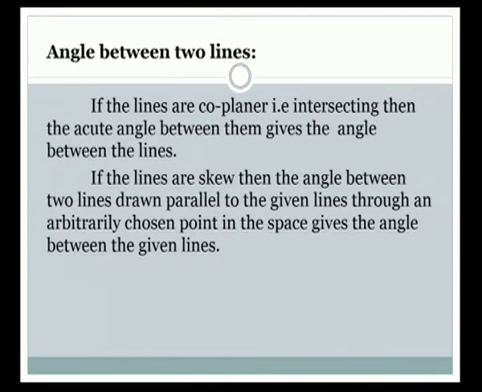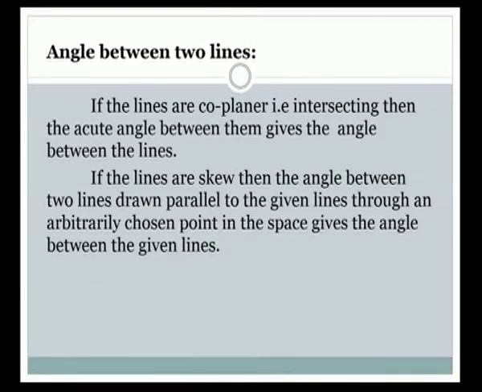Then angle between two lines. You know, skew lines and angle between two lines are basic definitions to be learnt to understand the concept of direction cosines. Angle between two lines. If the lines are coplanar, that is intersecting, then the acute angle between them gives the angle between the lines. So, if two lines are coplanar and intersecting, then the acute angle between them gives the angle between the lines.